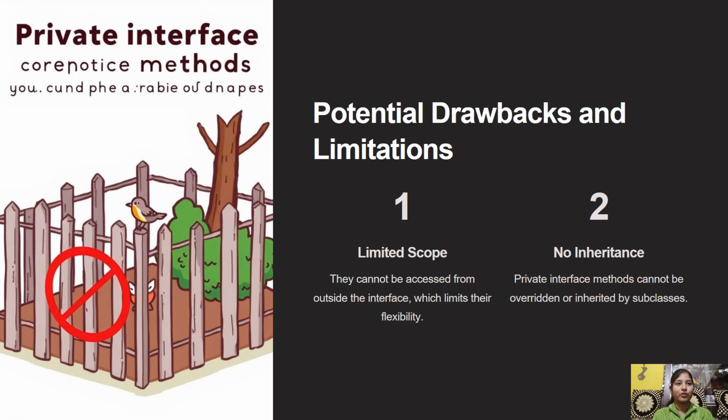Coming to the potential drawbacks and limitations, first is limited scope. They cannot be accessed from outside the interface, which limits their flexibility. Second one is no inheritance, that is, private interface methods cannot be overridden or inherited by subclasses.